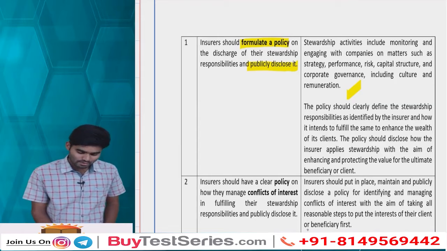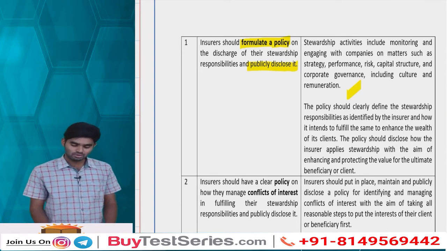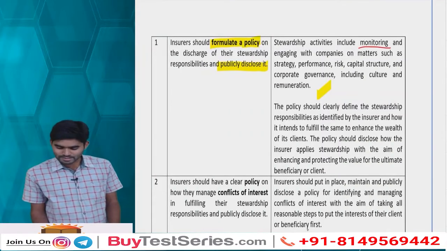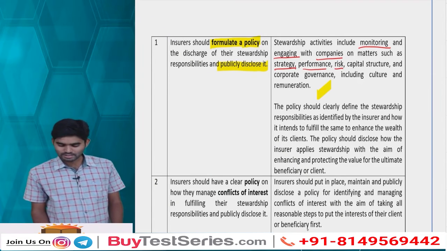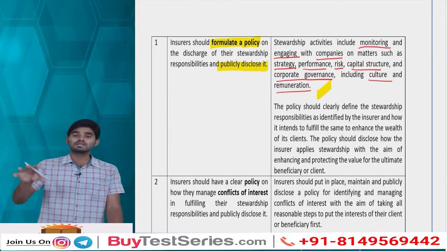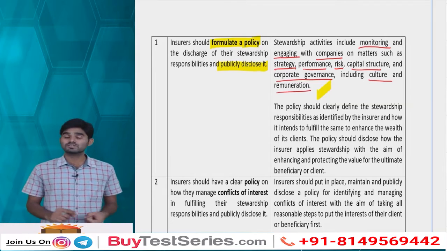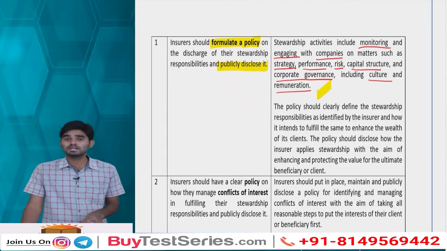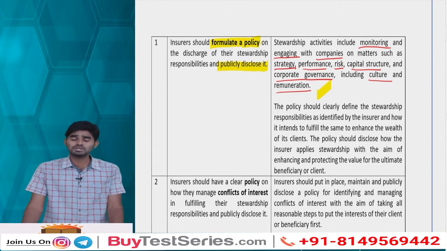So insurers should formulate a policy on discharge of their stewardship responsibilities and publicly disclose that. Stewardship activities include monitoring and engaging with the companies on matters such as strategy, performance, risk, capital structure, and corporate governance, including culture and remuneration. So, sir, wherever the investee companies in which you are making some investment, you are going to engage with that investee company with respect to its risk factors, its strategy, its culture, and its decision making and strategy making. All these things you're going to engage with that investee company on, whereby you're going to discharge your stewardship responsibilities.